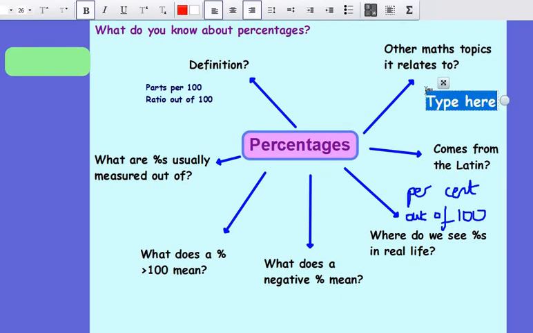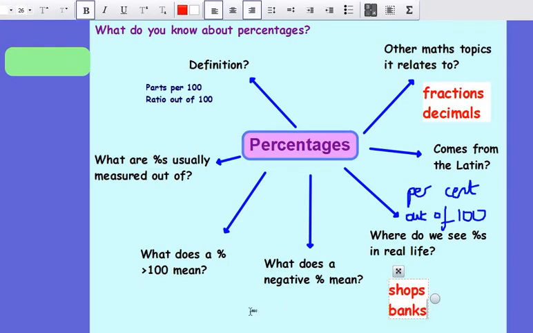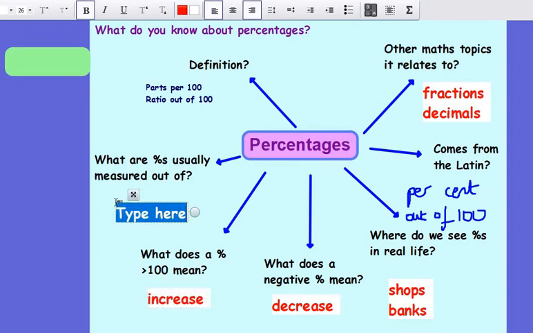Other maths topics it relates to: fractions, decimals, lots of other things. Where do we see it in real life? In shops, you see like 50% off, things like that. You also see it in banks. A negative percentage means a decrease. Well done if you got that. A percentage greater than 100 relates to an increase. And percentages are measured out of 100, as we covered with the Latin per cent.